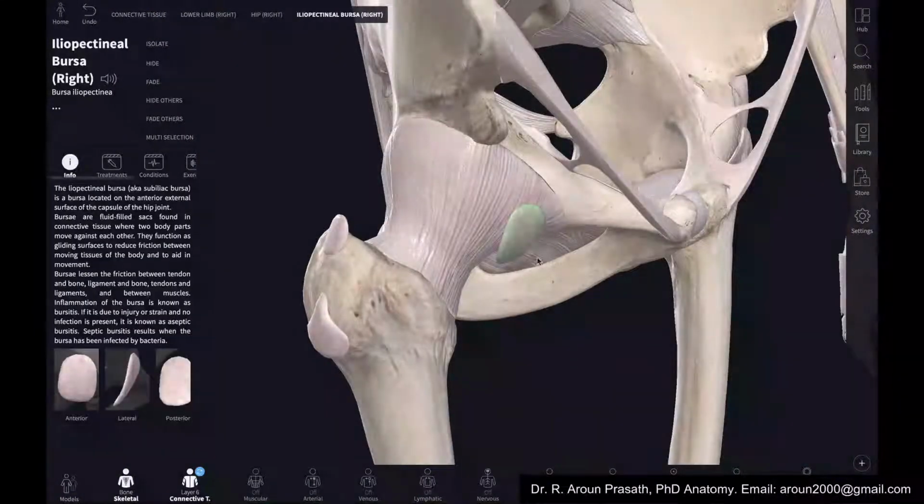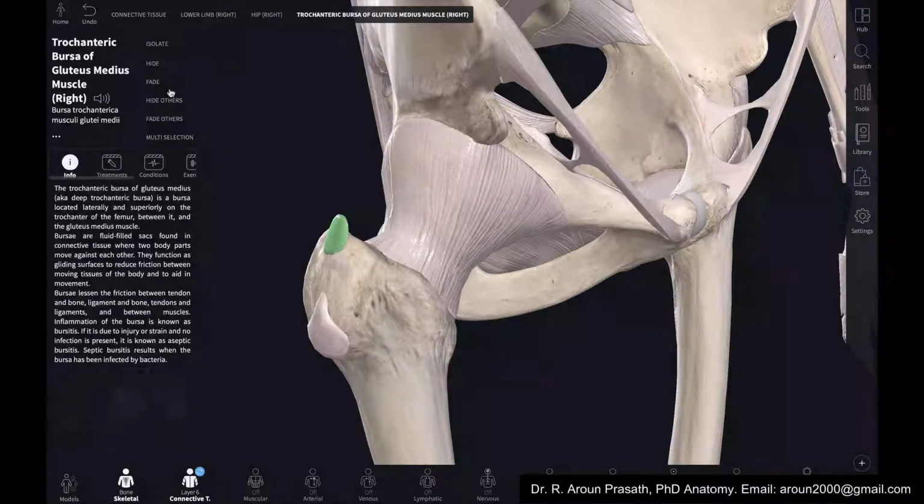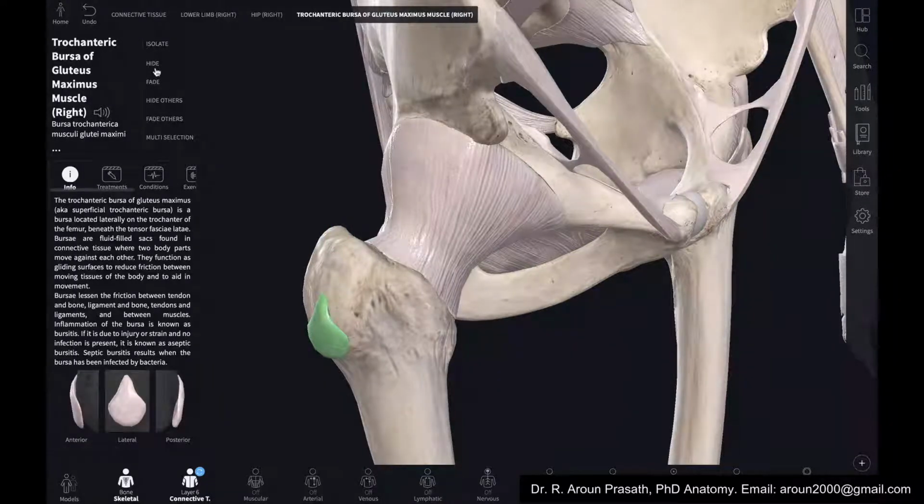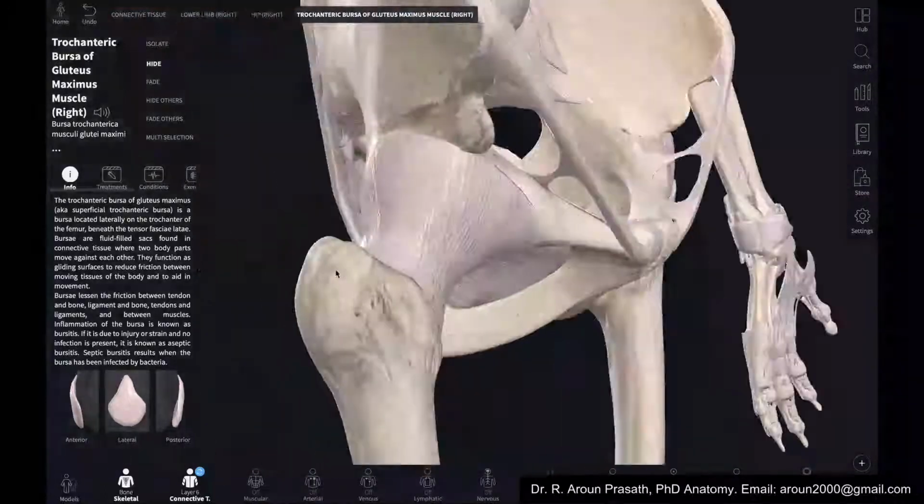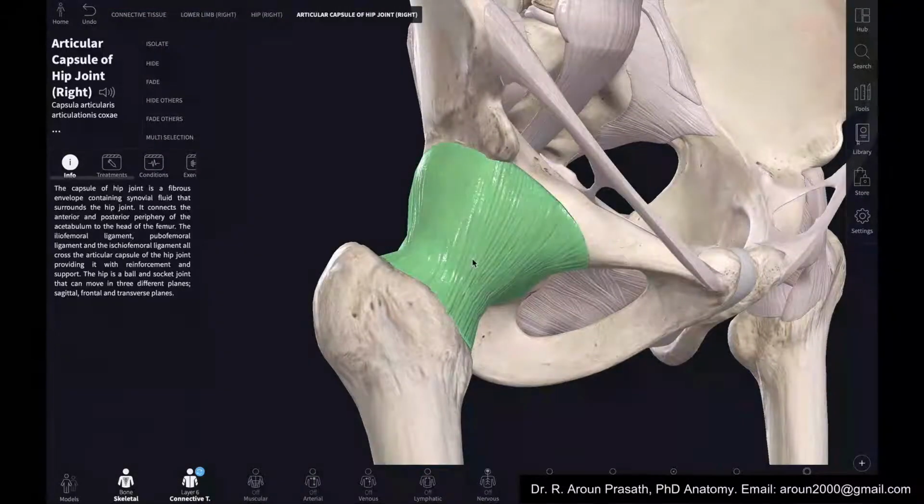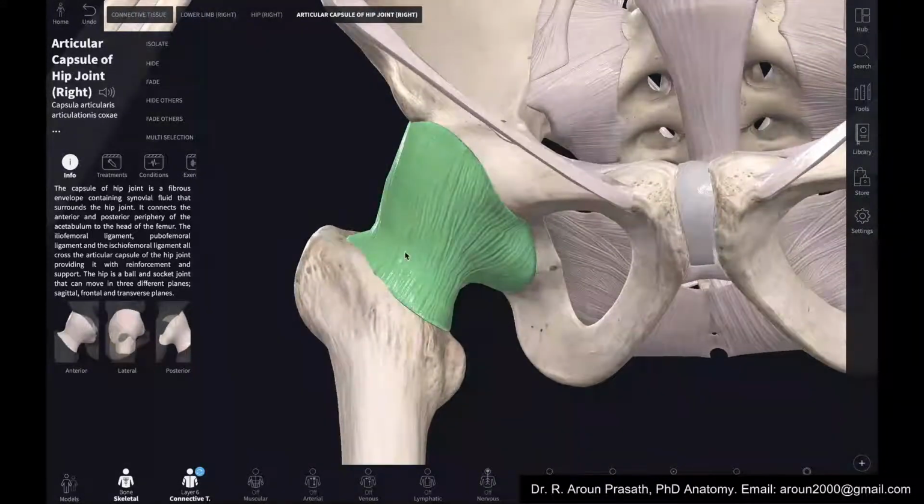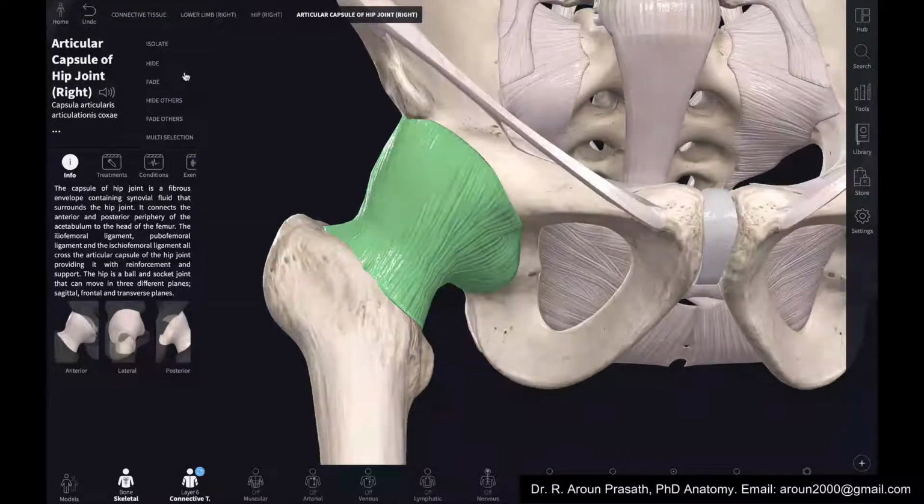Apart from these, you have some bursas, a lot of bursas, okay, iliopectineal bursa, and this is the trochanteric bursa of the gluteus maximus. And now if you see, this is the articular capsule. This is the hip joint capsule, that is covering the complete articulating surfaces including the femoral neck. So there is one more ligament I will show you, that I have to go a little bit deeper inside. What you see here is the articular capsule.